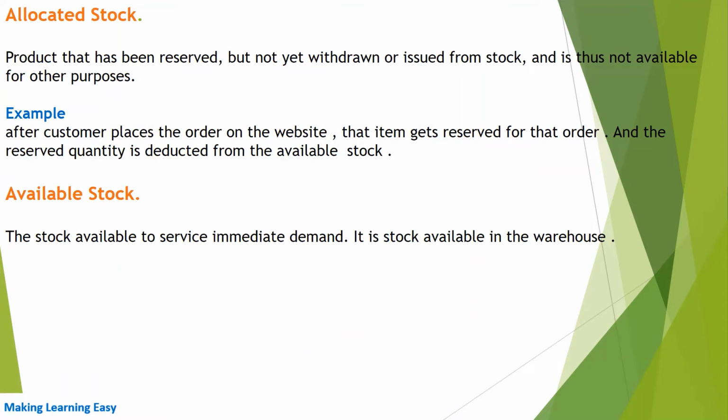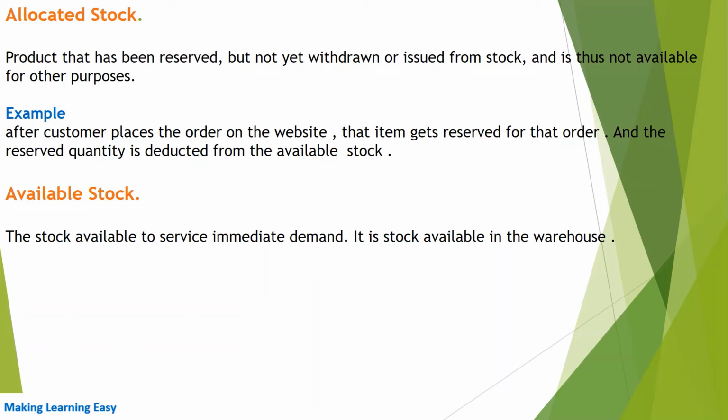What is allocated stock? A product that has been reserved but not yet withdrawn or issued from stock. Thus, it is not available for other purpose, like it is not considered as a part of stock. Example, after customer places the order on the website, that particular item gets reserved for that order and the reserved quantity is reduced from the available stock. This is how we reserve the item or allocate the stock.